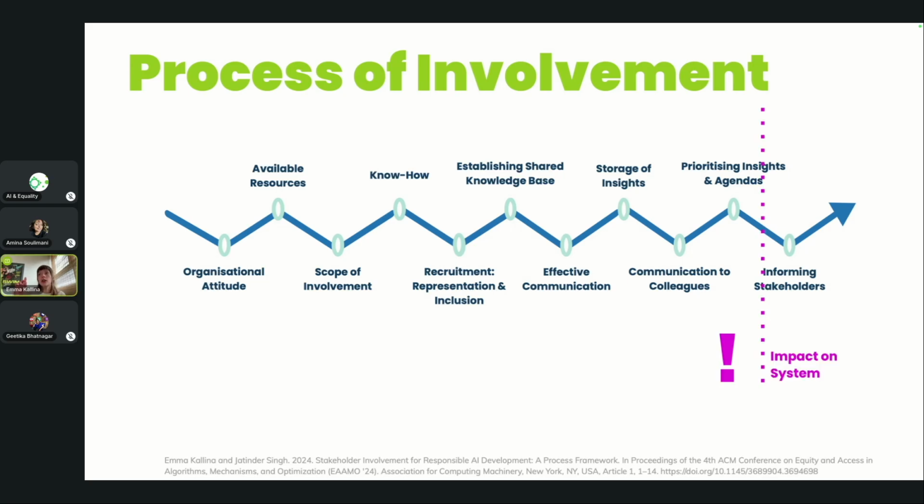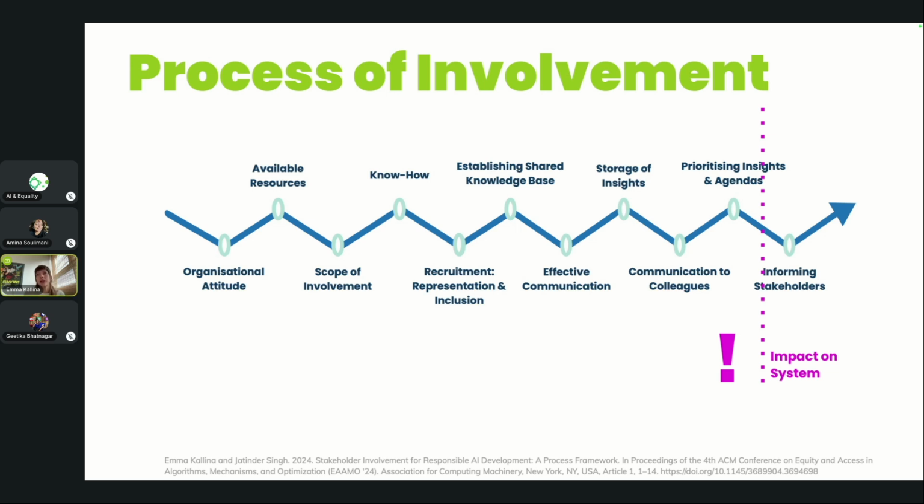Interestingly, only here is there an impact on the system. Only if what we've learned in this whole process gets prioritized, only then does it get implemented in the system, or impact the system design. This is important because it means we need to go through this whole process, and only if we do this fairly successfully, then we can impact the system.